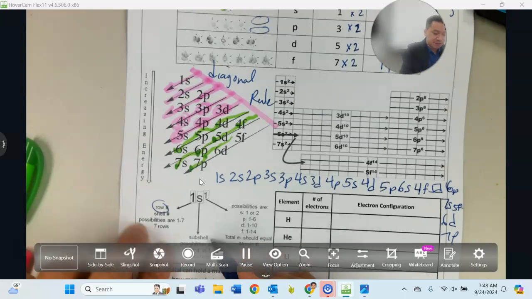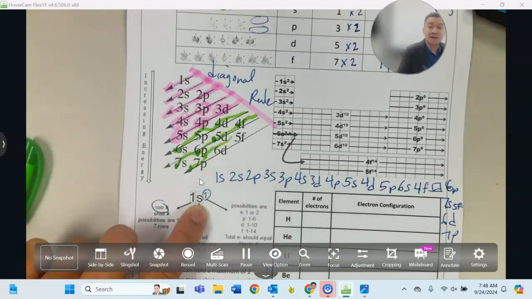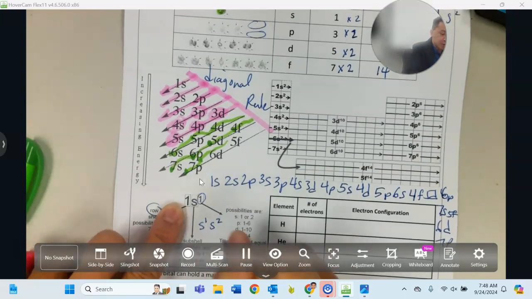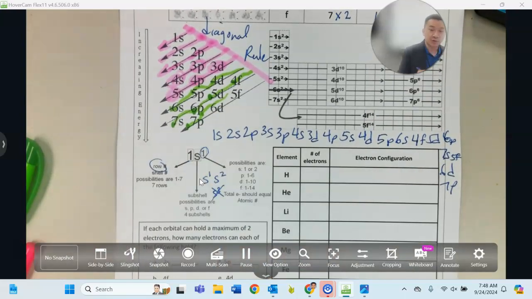The s is a subshell or sublevel. Possibilities are s, p, d, or f. And the little bitty number up here is the number of electrons. Remember, s can only hold 2. You can see s1, s2. You're not going to see an s3 or s4. It cannot hold 3 or 4. It can only hold 2. Once that's full, you go to the next one.